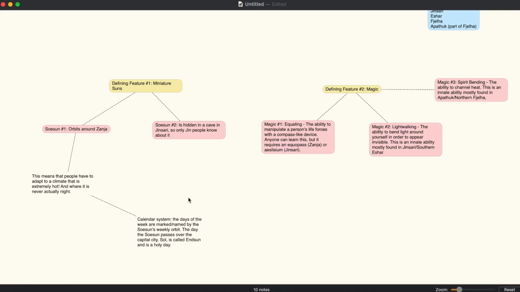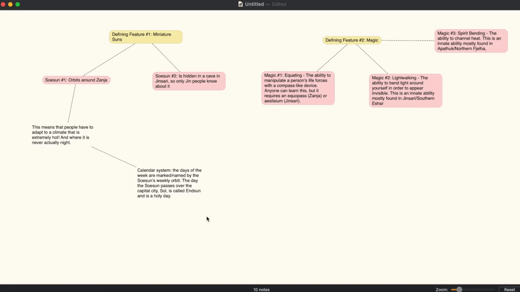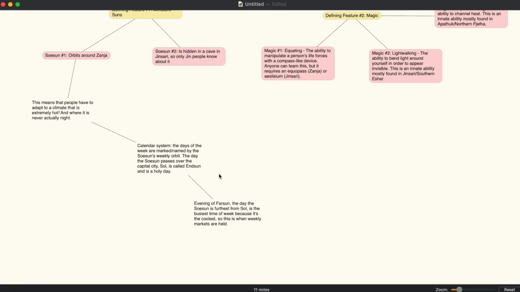So the day the Sosun passes over the capital city, which is called Seoul. I know, I called the city with a miniature sun the Latin word for sun. That was something I just did as a placeholder and then never changed. Be more creative than me. But it's a personal project and it stuck, so I never bothered changing it. It's called Ensun. And then the day where it's farthest is called Farsun. The evening of Farsun, the day where it's the furthest from the city, is the busiest time of the week because it's the coolest.